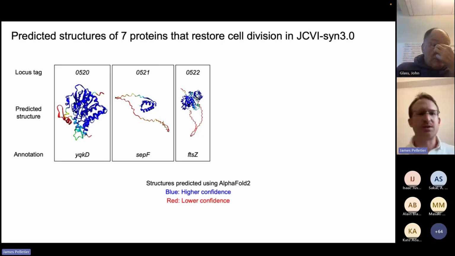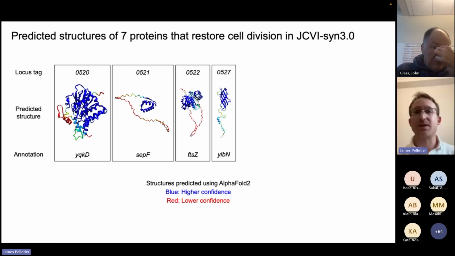520, one of the other 7 genes, is predicted to perhaps have esterase or lipase activity. It's not known how lipase activity relates to cell division, other than hand-wavingly to say that the membrane composition could affect the membrane properties and the shape of the membrane is changing during cell division, but we don't have a clearer idea at this point. 527, I'll discuss that more later in the talk, but it's predicted to be part of a broadly conserved family of proteins that interact with 23S ribosomal RNA.